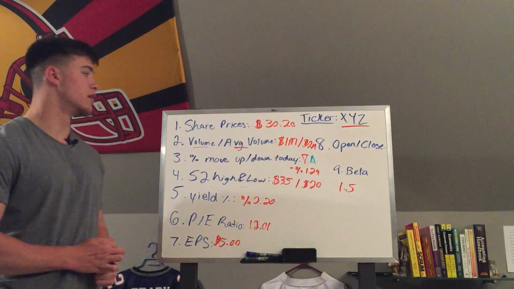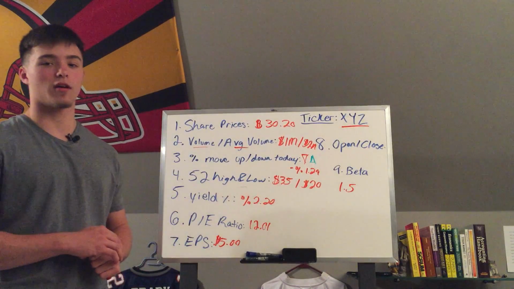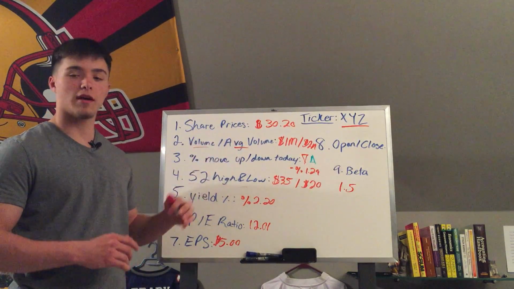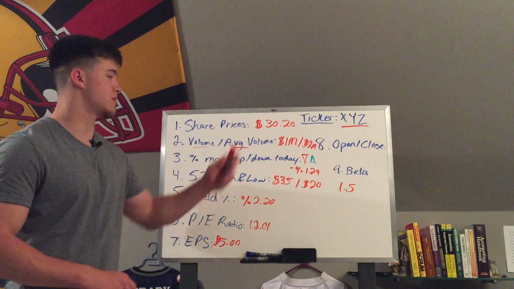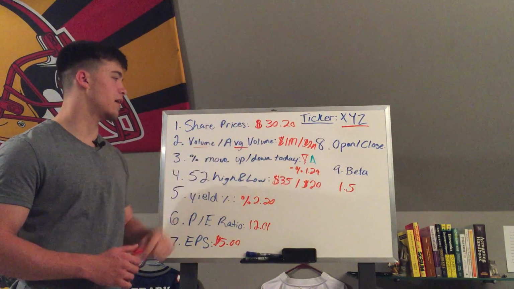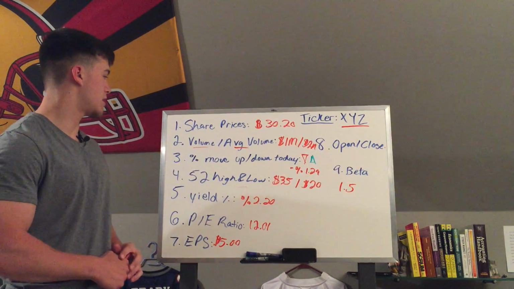Share price is just the current share price for one share of that company, and whatever that may be on the day, it's just the current share price at that time. For this example, XYZ stock is currently at $30.20, and that's what that means, guys.